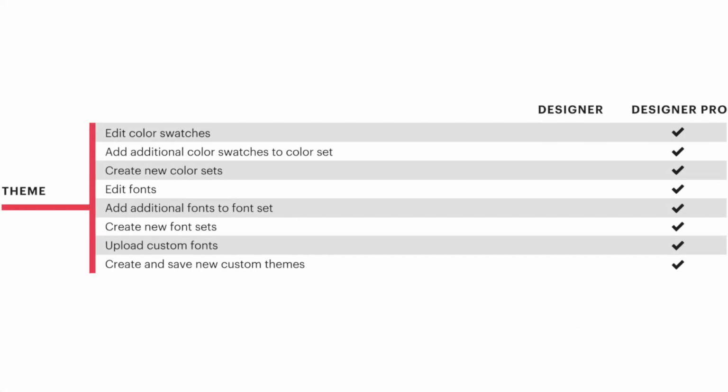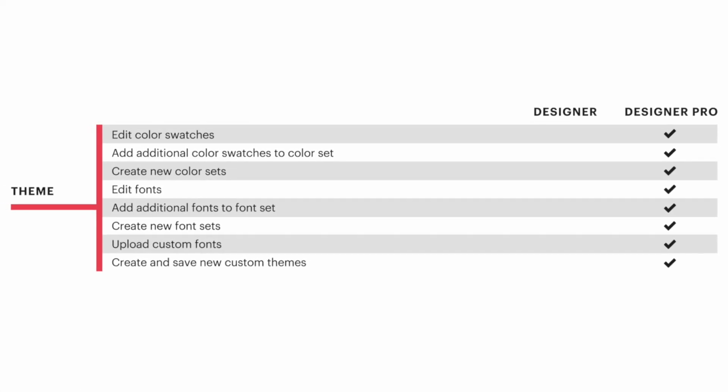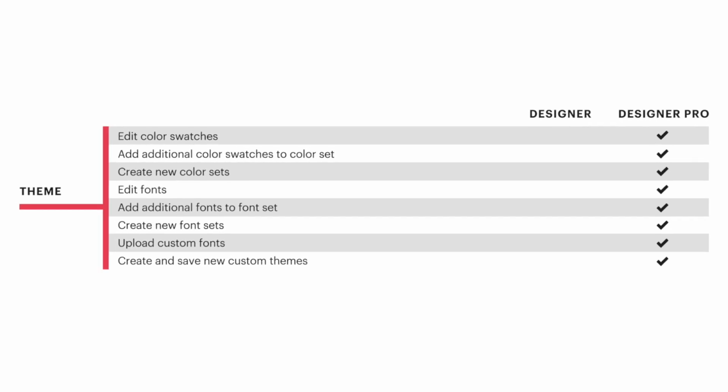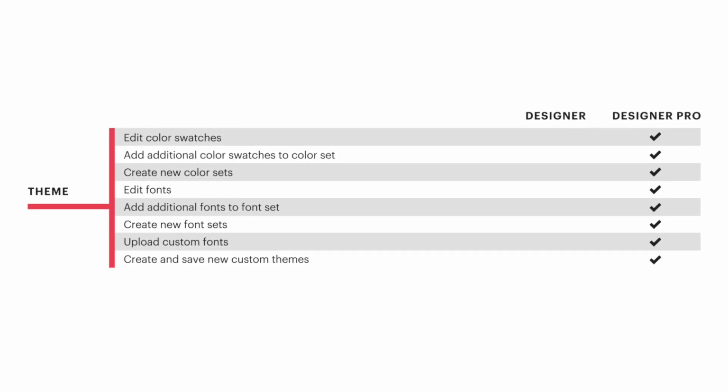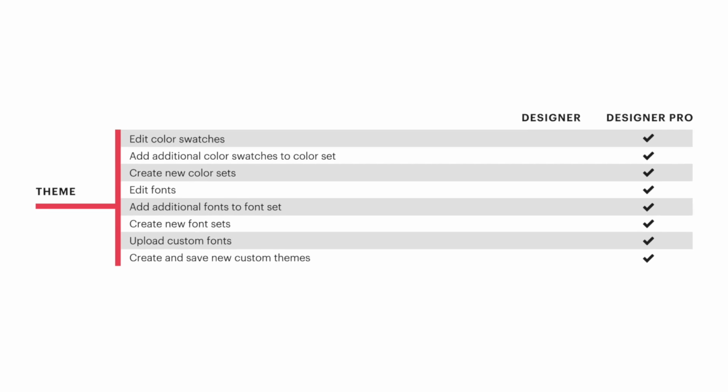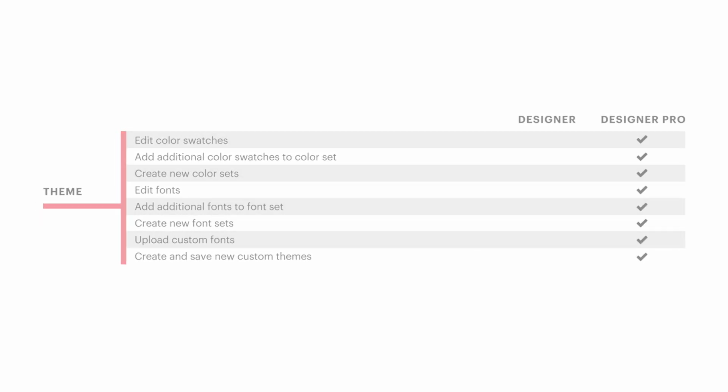Now, to quickly recap, the theme category focuses on editing the colors and fonts of your events and helps you decide if the ability to create and save your own custom themes is vital or not.